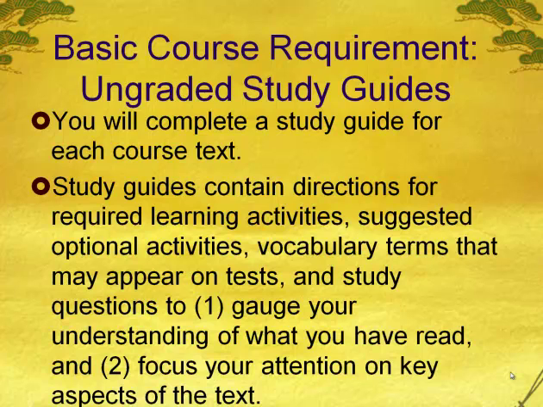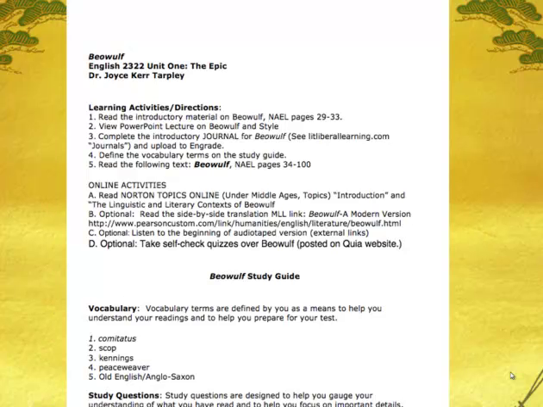Another basic course requirement that is ungraded is your study guides. You will complete a study guide for each course text. They contain directions for required learning activities, optional activities, vocabulary, and study questions, and all of these are to help you gauge your understanding of what you've read and to focus your attention on key aspects of the text you're reading. Here's an example of the Beowulf study guide for your course. You see it has the learning activities, it has online activities, and it has a study guide that's going to give you vocabulary terms and study questions.